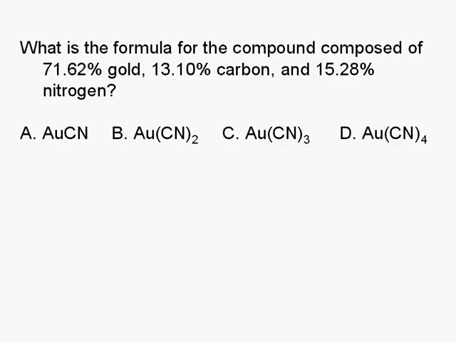There is an ion with equal amounts of carbon and nitrogen, CN with a charge of -1, the cyanide ion. So we can change this formula to AuCN3. So the correct answer is C.